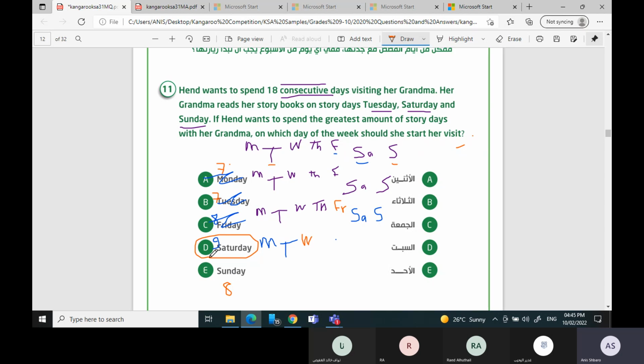For me, I will directly answer D because Saturday and Sunday are consecutive. So when I take Saturday, I will gain Saturday, Sunday, 2 days. And if I took Sunday, of course, I will gain Monday. But on Monday, there's no story to be told. So, of course, I'm going to lose my Saturday. That's why I choose Saturday directly. If you don't have this algorithm, then simply try all the possible values.